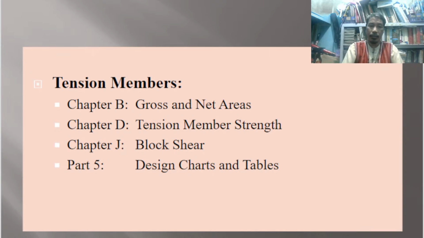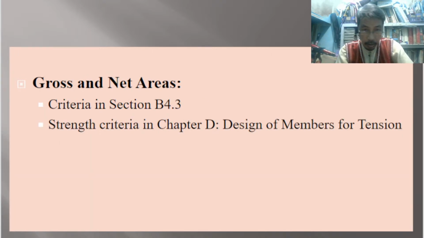Okay. So, chapter B, gross and net areas. So that is for yielding because we are using gross area. And the next topic, we will use net area. That is for rupture. Okay. So now, currently we are using all of this material. If you go to chapter D, tension member strength. Okay. And chapter J, block shear. We will also talk about that. So block shear. Okay. So, gross and net area.